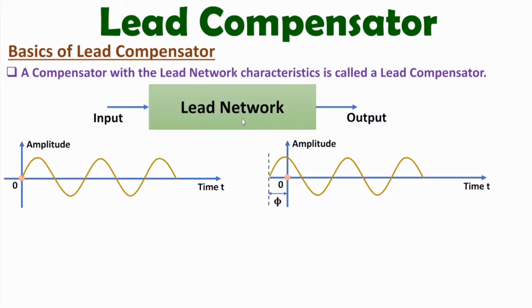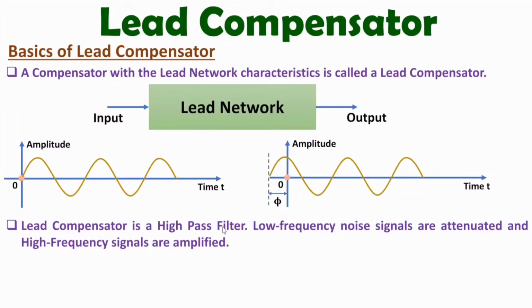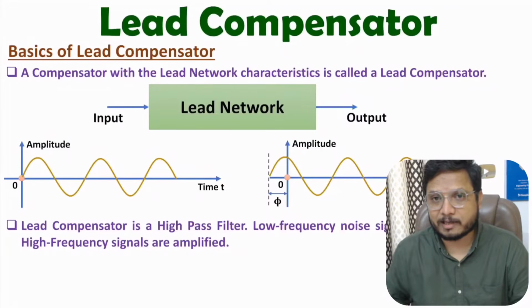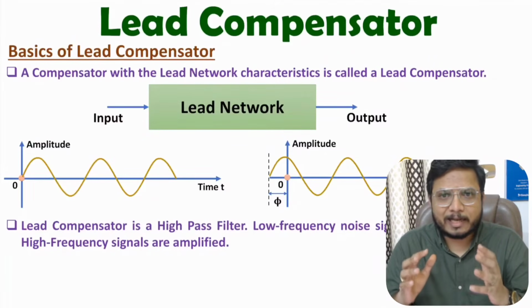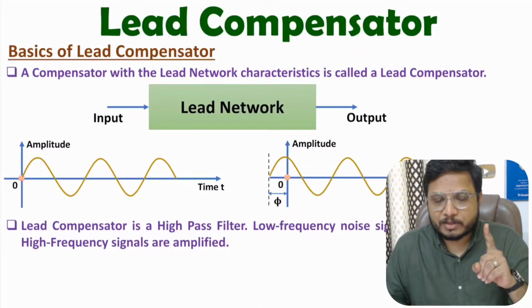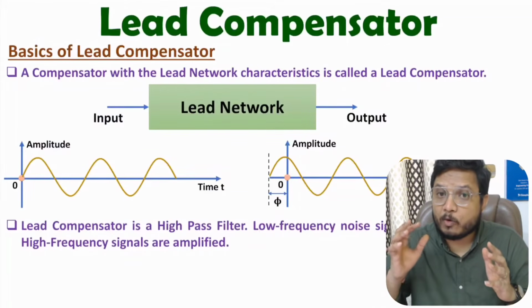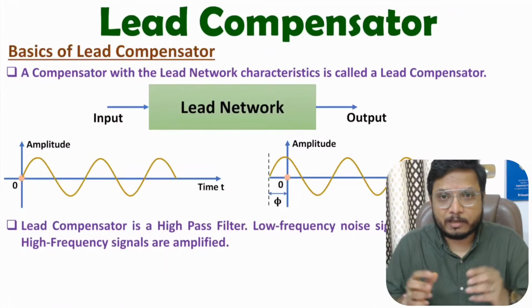And always remember, in lead compensator, we have high pass filter characteristics. Means here low frequency signals are getting attenuated and high frequency signals are amplified. In Bode plot, I will explain how exactly we have high pass filter characteristics. By Bode plot, you can easily understand how gain and phase response is there. See, in lead compensator, we add positive phase with input, means output phase leads with respect to input.